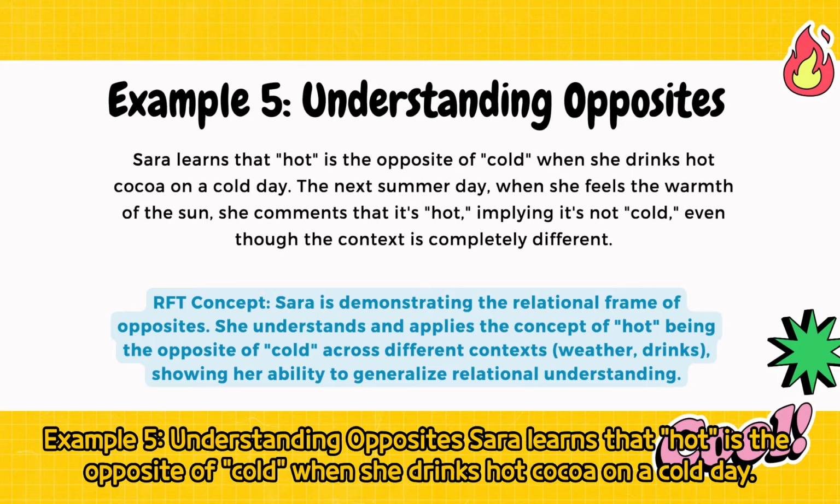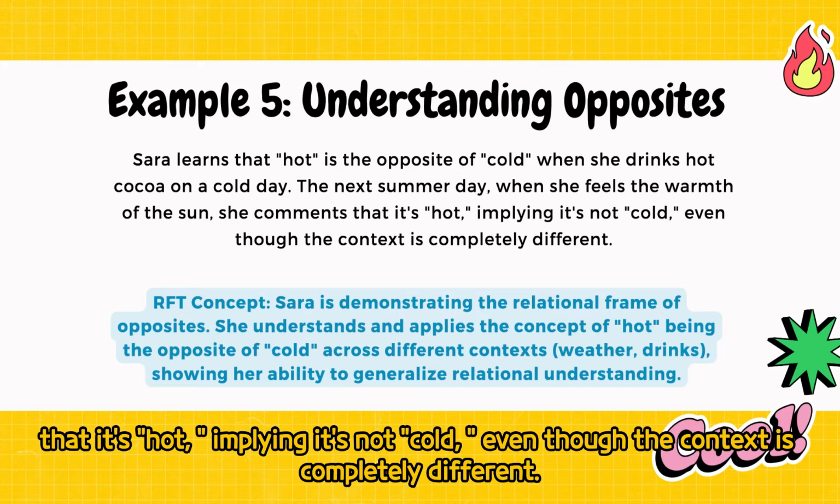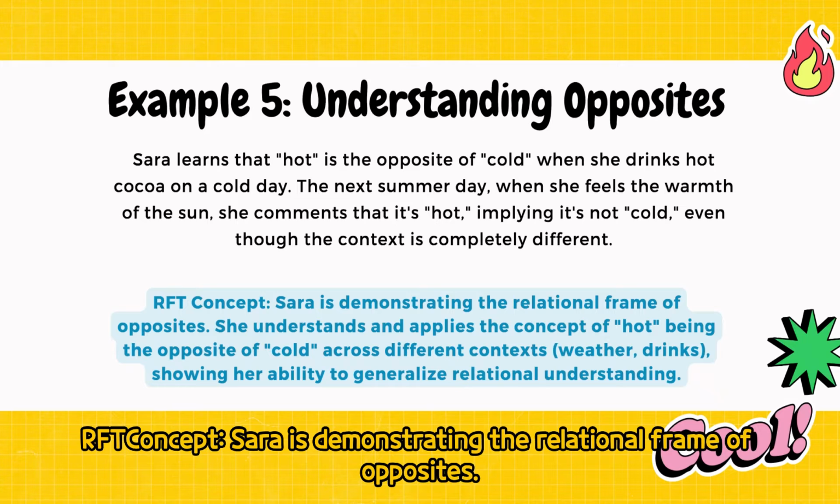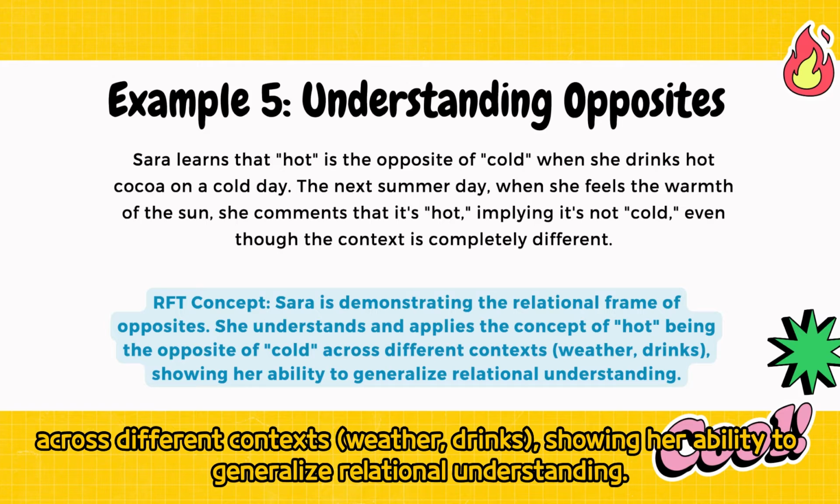Example 5: Understanding opposites. Sarah learns that hot is the opposite of cold when she drinks hot cocoa on a cold day. The next summer day, when she feels the warmth of the sun, she comments that it's hot, implying it's not cold, even though the context is completely different. RFT concept: Sarah is demonstrating the relational frame of opposites. She understands and applies the concept of hot being the opposite of cold across different contexts, weather, drinks, showing her ability to generalize relational understanding.